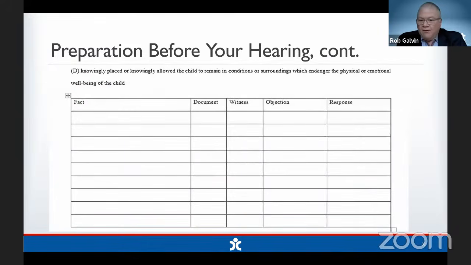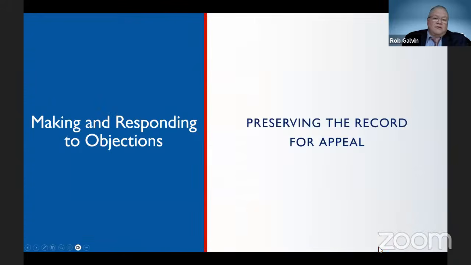Here's a form that a lot of us use, something similar to this. It's an element chart. You want to outline your elements, even if you're representing a parent, you want to know what the elements are. You want to know the evidence that's going to prove or disprove that element, how it's going to come in, what the objection to that is, and what the response is going to be to that objection. So think ahead and be prepared to go. Next slide. Offer of proof.